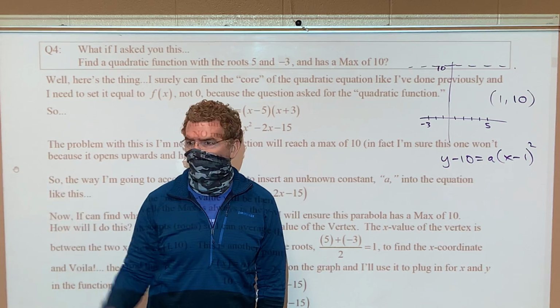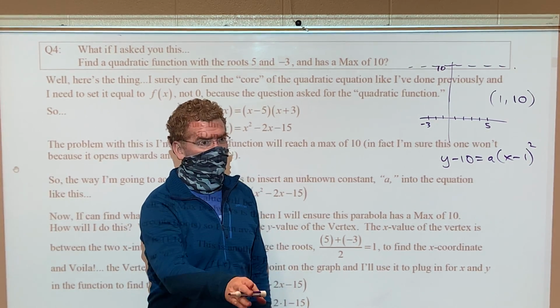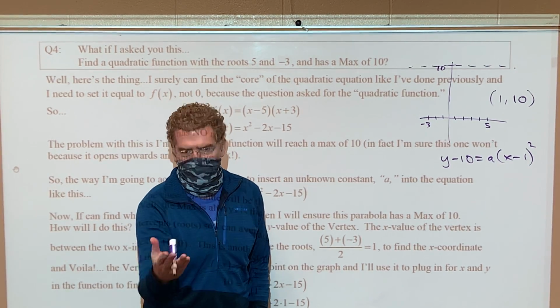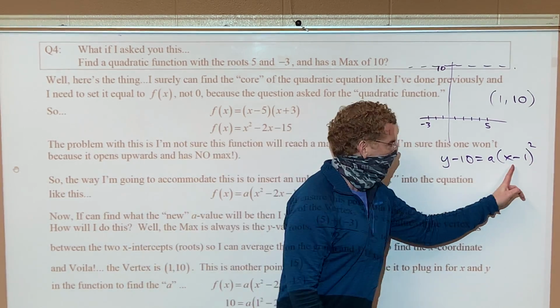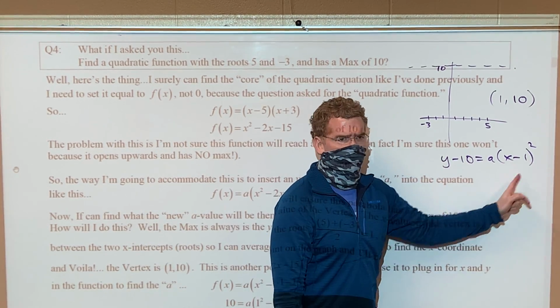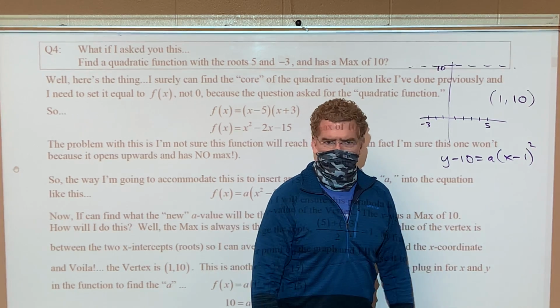You just plug in some point you haven't used, right? Now we've already used the vertex, so don't use it, but even if you did use it, you'd quickly see that was a bad idea, right? If I plug a 1 there and a 10 there, I get 0 equals 0. Yay! That doesn't make any sense, right?